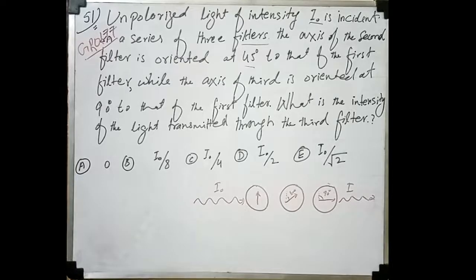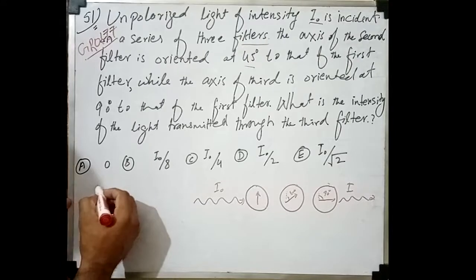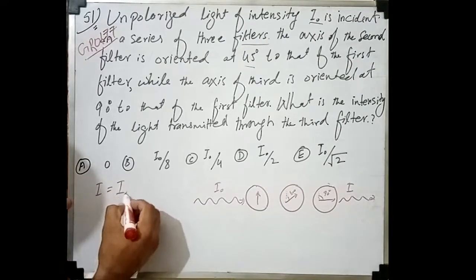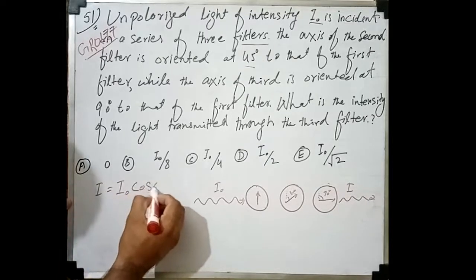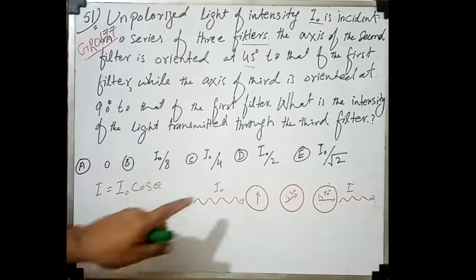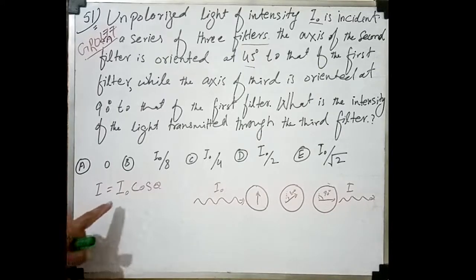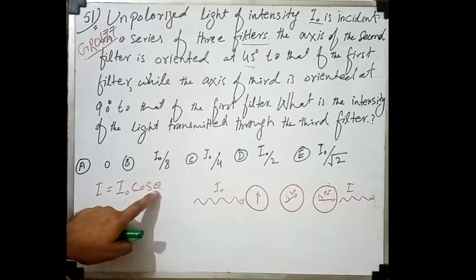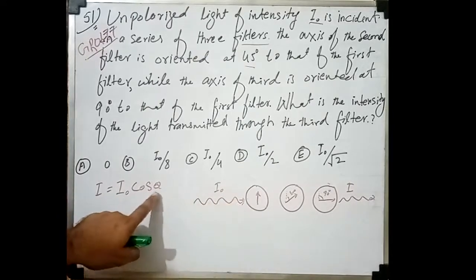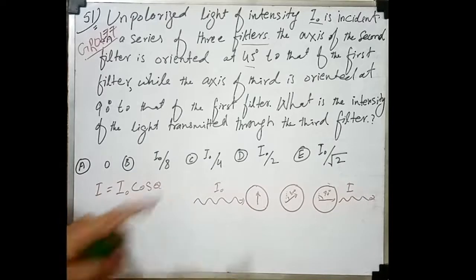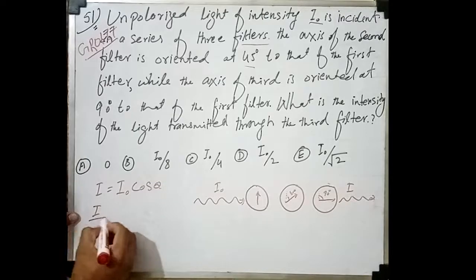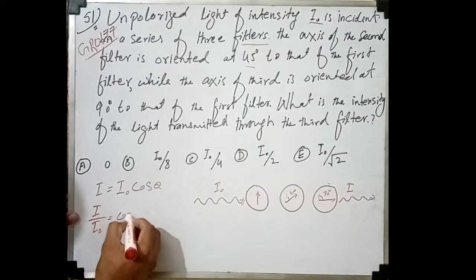Now we have a law in polarization known as Malus law, which states that the intensity of the light after a polarizer will be equal to I naught into cos of theta. Theta is the angle of the polarizer's position when light of intensity I naught passes through it. Then we get intensity I after that polarizer. So I over I naught is equal to cos of theta.